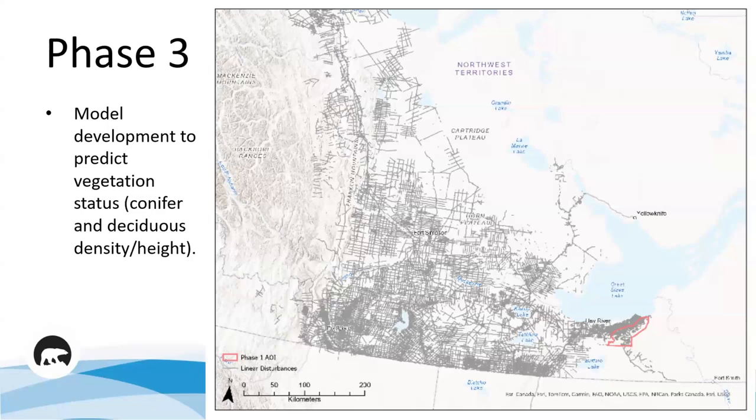Phase 3 of the project, we're basically going to be taking those photo interpreted calibration plots, and we're going to be using those to develop a model that can predict vegetation status across seismic lines in the territory. The inputs for that, we're going to be using LiDAR, obviously, as we had collected it, and whatever imagery we have. And yeah, vegetation status, we're mostly interested in conifer and deciduous density and height, but it might be expanded too, depending on what we can reliably predict with this model.